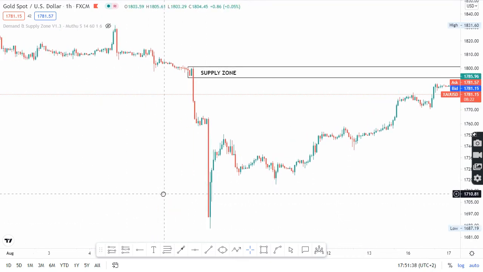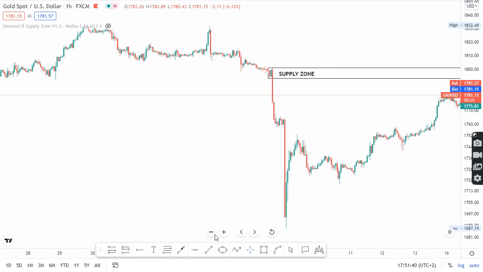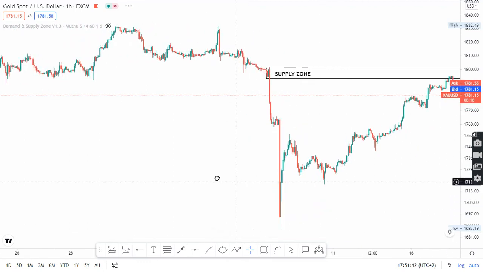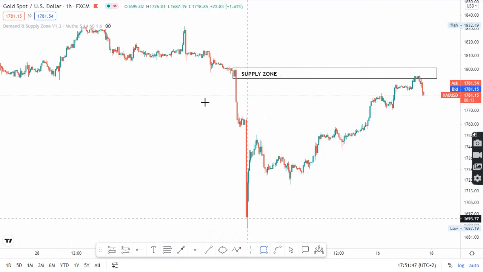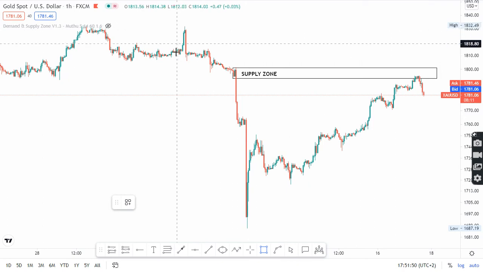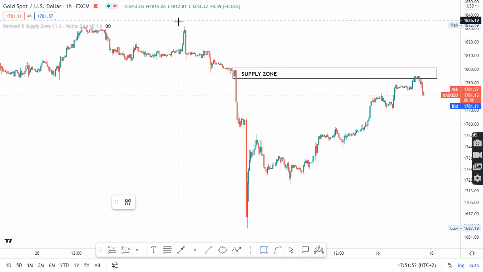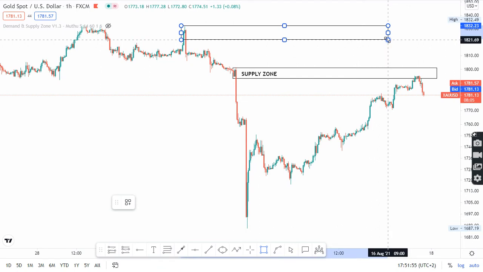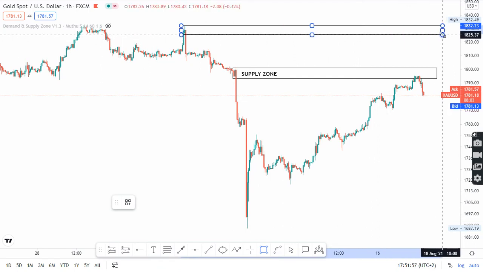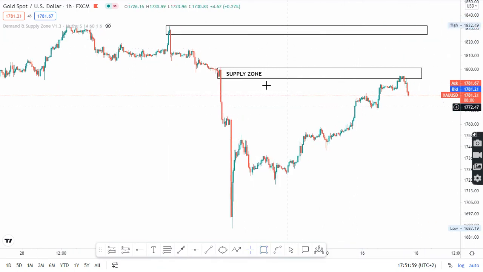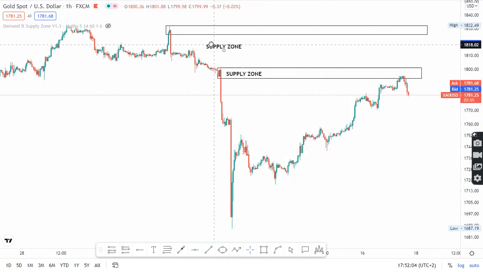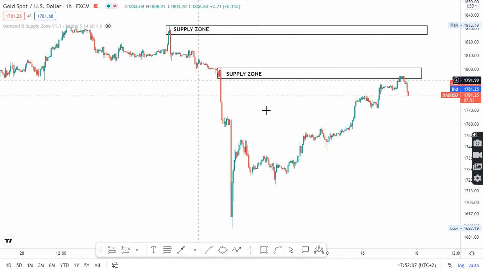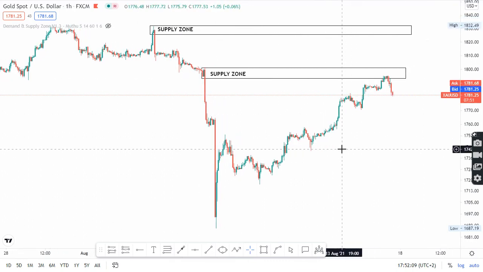And then, does this zone have overlapping zones? Do I have other zones above it? I have another zone just on top of it here, a quick rally base drop. There was a nice base which was formed at that level. So I have another supply zone on top right there. Nice. So 4 of them have been ticked.